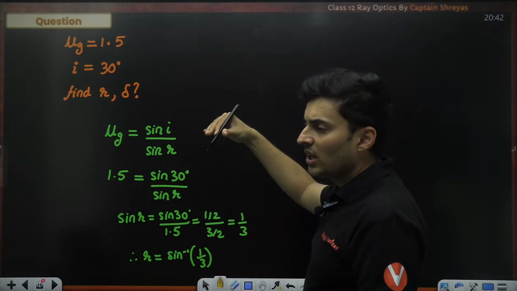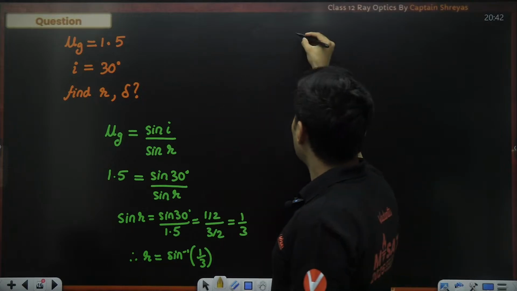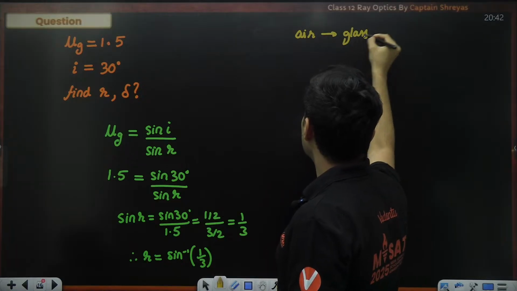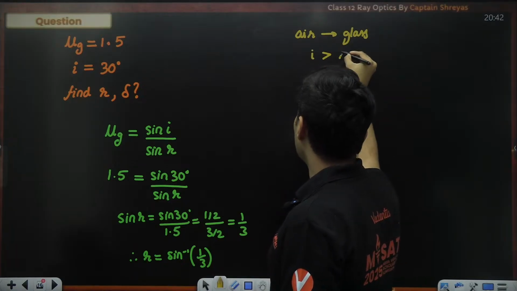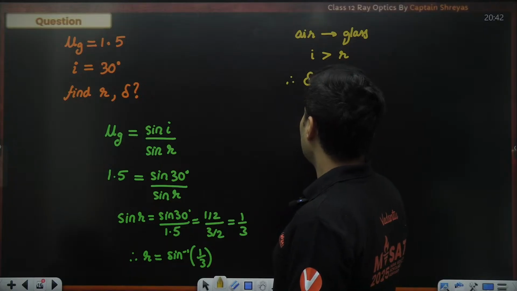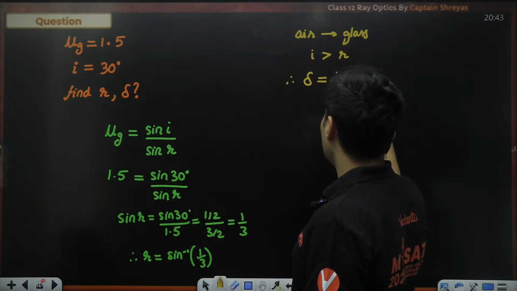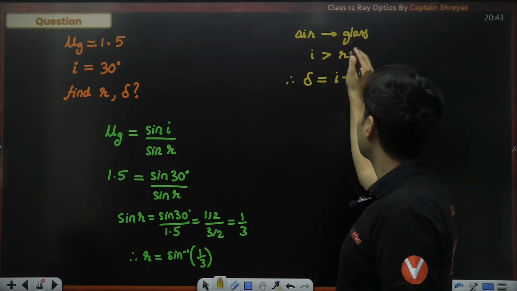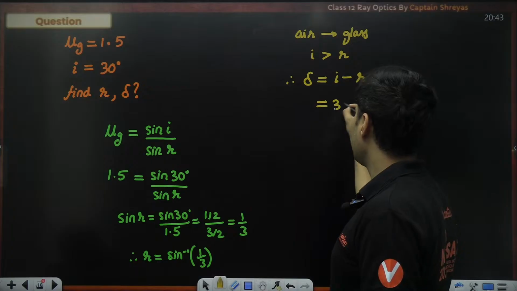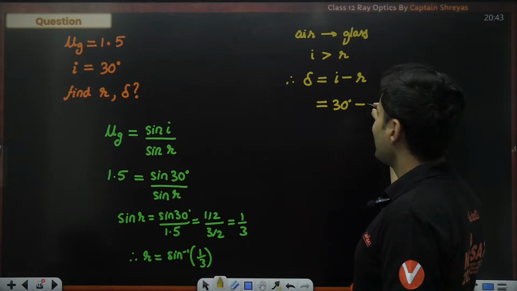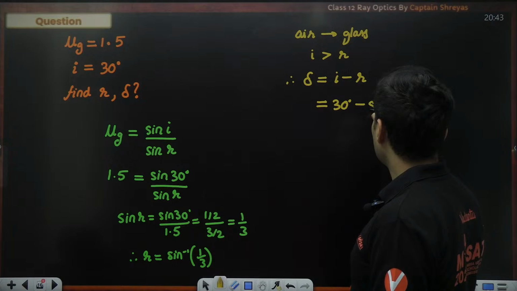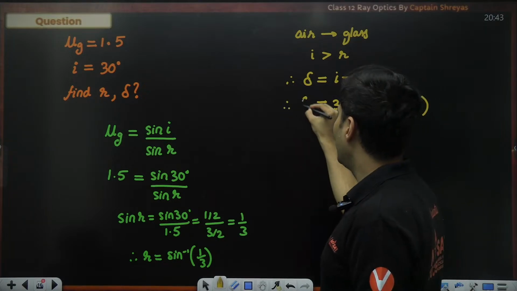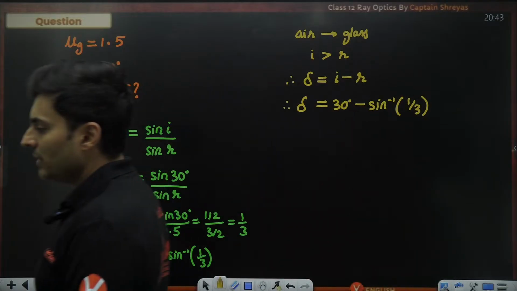As we know, light is entering into glass, so it is going to a denser medium. Since light is going from air to glass, which is denser, the angle of incidence will be more than the angle of refraction. Therefore, deviation, I can just put I minus R. I don't have to worry about the mod already. Don't put R minus I, because I know R will be less in glass. So what is I? It is basically 30 degrees. What is R? We got it over here, sine inverse of 1 by 3. That's it. So that is the answer. That is the angle of deviation.